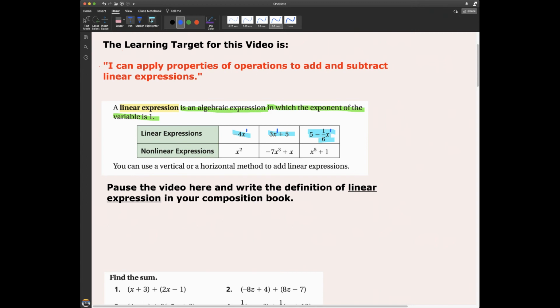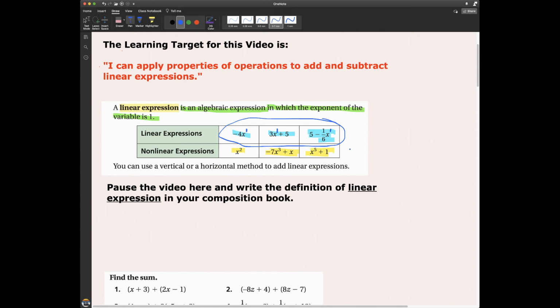Well, let's look at nonlinear expressions. I'm cracking myself up here. Nonlinear expressions are expressions where the exponent of the variable is something other than 1. So here, this is a nonlinear expression because there's a variable with an exponent of 3. Here, an exponent of 2. Here, the variable has an exponent of 5. Okay, so those are nonlinear. And we're not working with those right now. We're only going to be dealing with linear expressions.